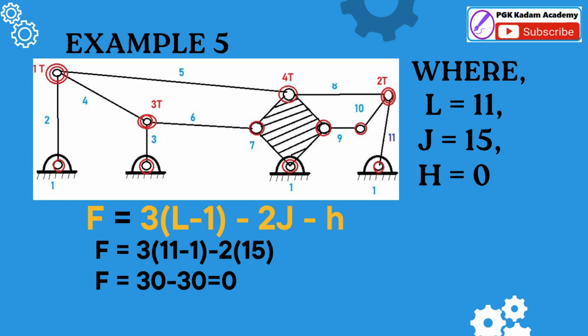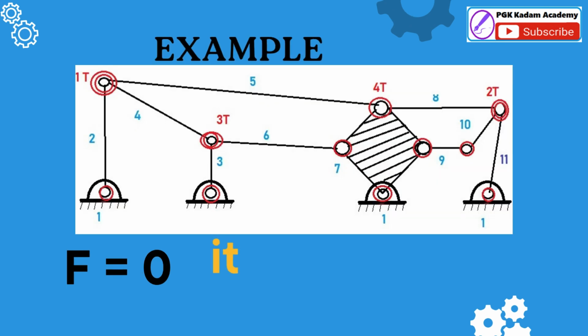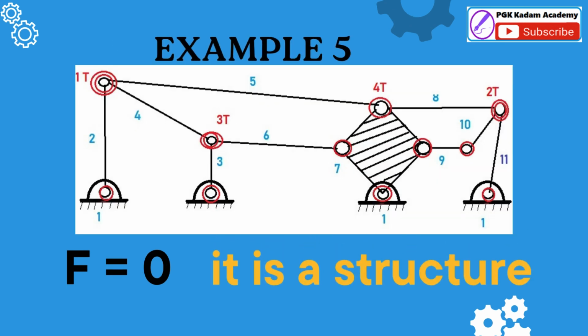Degree of freedom F equal to 3 times (11 minus 1) minus 2 times 15. Hence the answer of degree of freedom F is equal to 0. Means it is a structure.